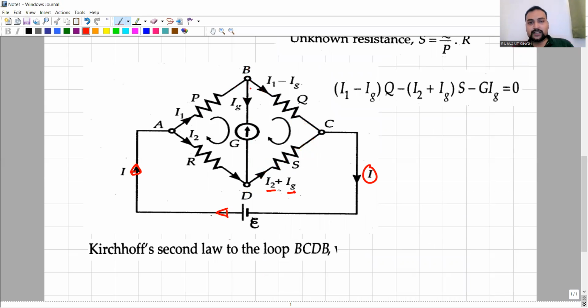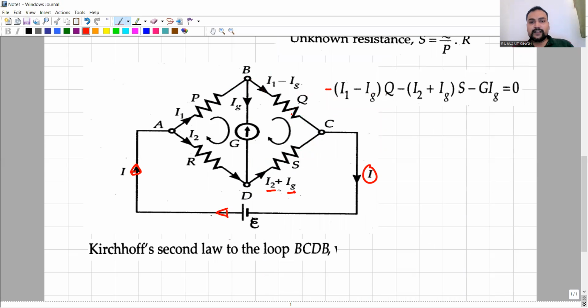So what is the current flowing? Current flowing in from B to C is I1 minus IG. So I1 minus IG into the resistance Q. Now you can put this as a negative, because the sign convention which I taught you is that the potential drop will be taken as negative. So put this as negative.